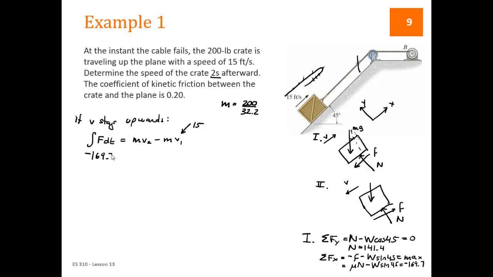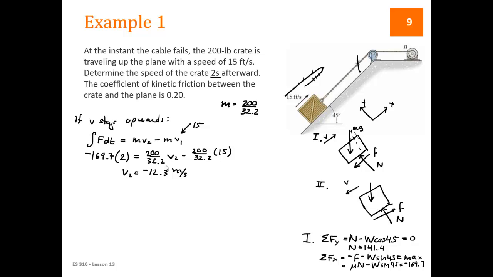So negative 169.7 is a constant force, so it's going to get plugged in over here. Negative 169.7, constant force, integral, so this is change in time, which is 2 seconds, is equal to the mass, 200 divided by 32.2, V2 minus 200 divided by 32.2 times 15. And 15 is going up the slope, so 15 is positive. Okay, so now we can solve this for V2. We get V2 is equal to negative 12.3. It's a negative number, which means our assumption is incorrect. It went up, and if it's got a negative velocity, it's now turned around and coming down.